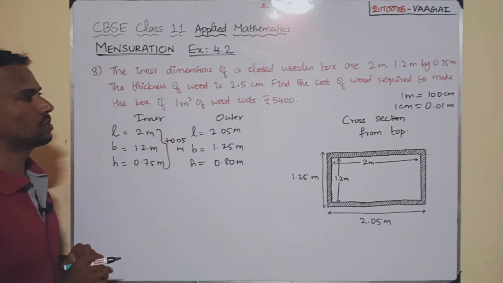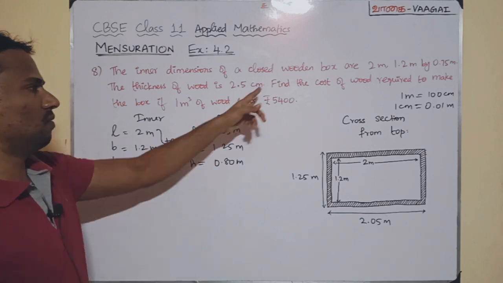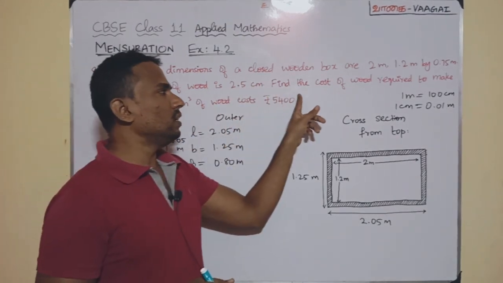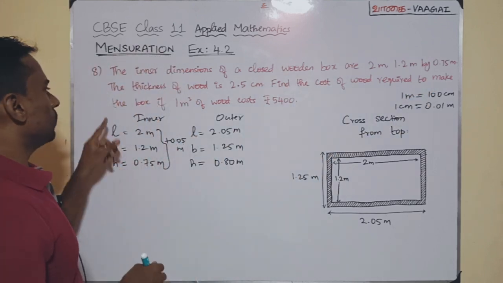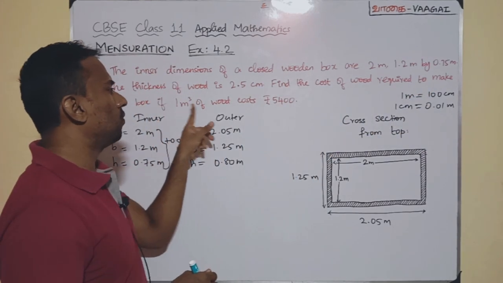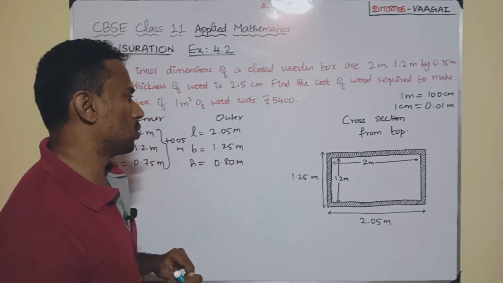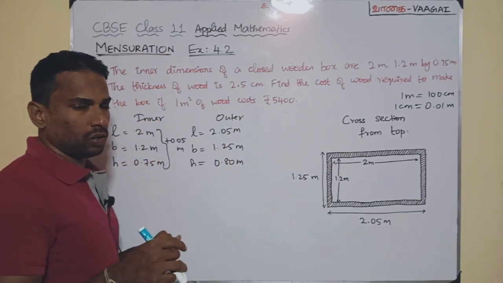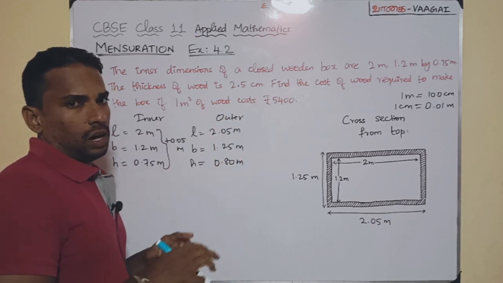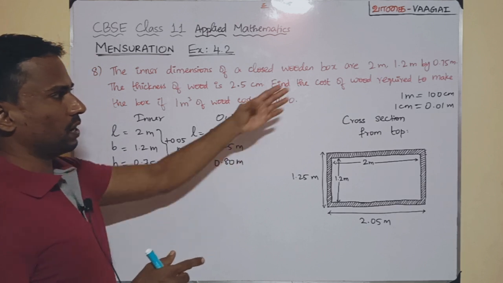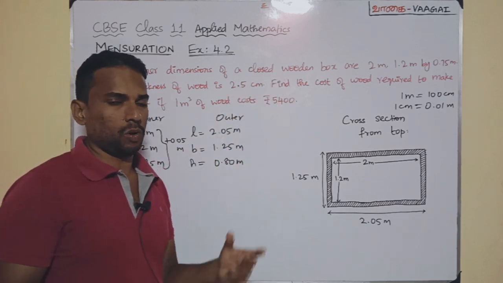That's it. But finally what we need to find in this question, we have to think very carefully. You see here: find the cost of the wood required to make the box if 1 meter cube of the wood costs 5,400 rupees. So this is going to be the question. I need to find out the cost that we have to spend on the wood to make such a box. So how much wood we need to make such a box, this is going to be the question.